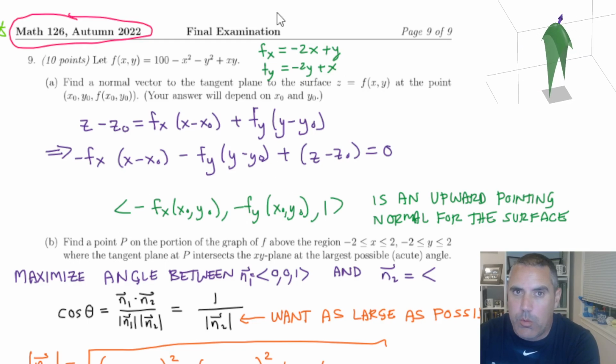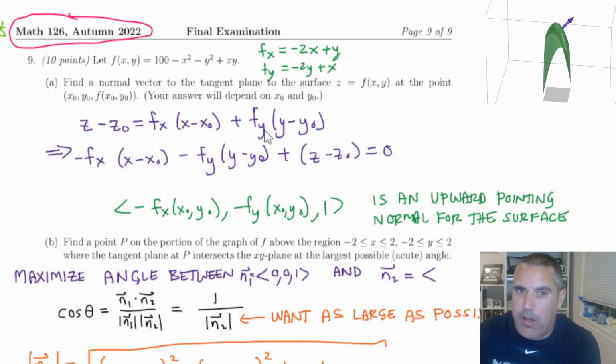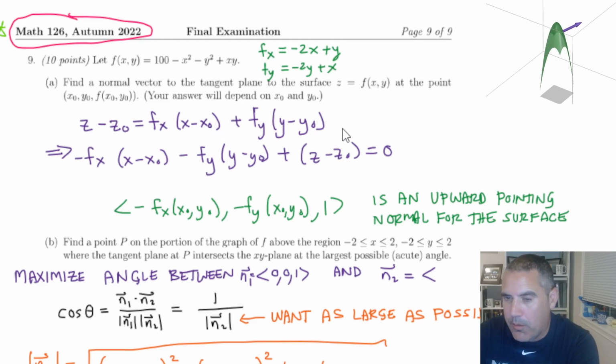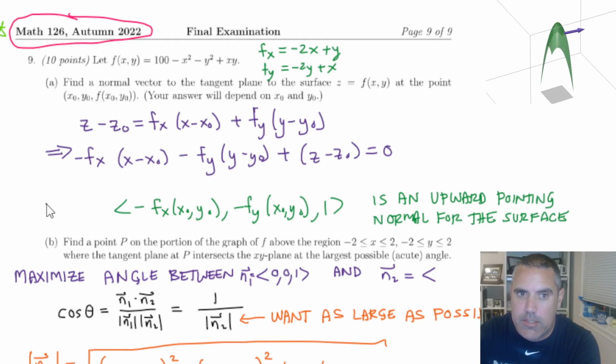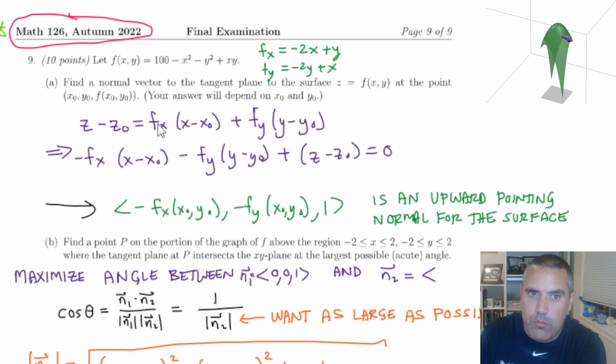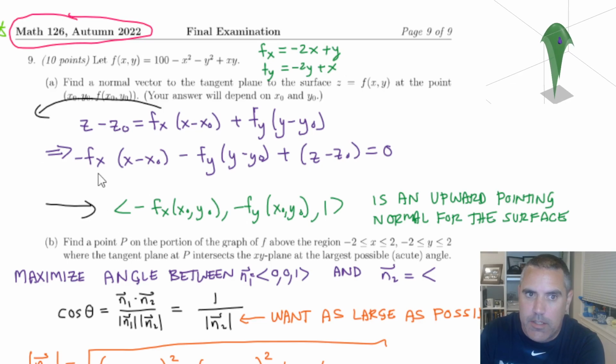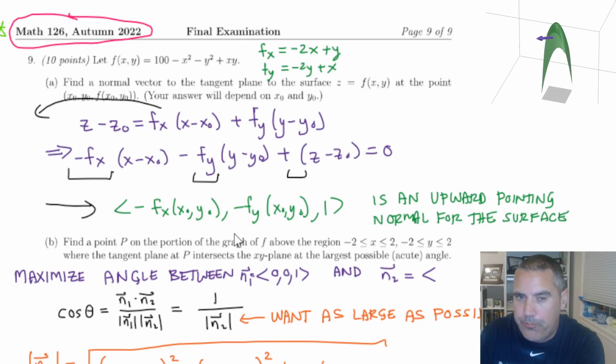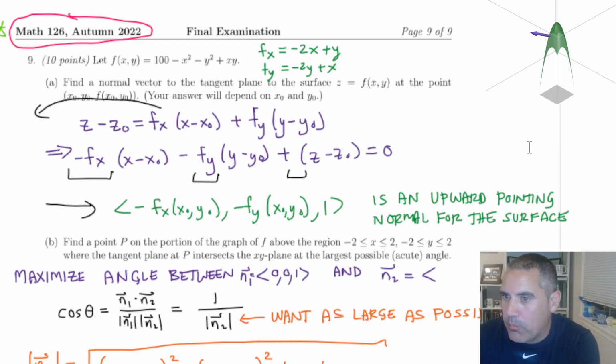Now we did it when we were finding this. We talked about how that was the simplified formula. We talked about how this is an upward pointing normal, meaning if you move these things to the other side, you get a number here, and a 1. And that's an upward pointing normal.